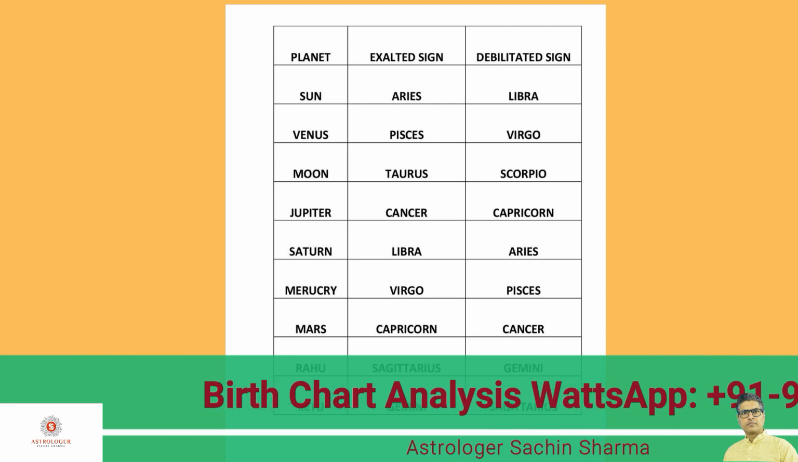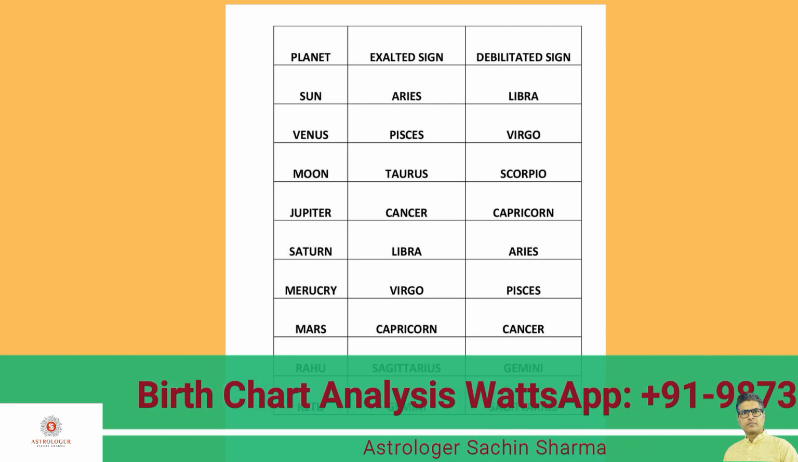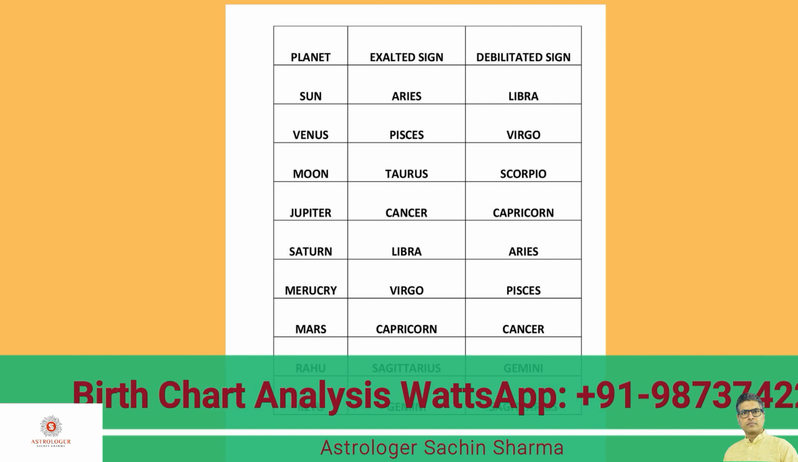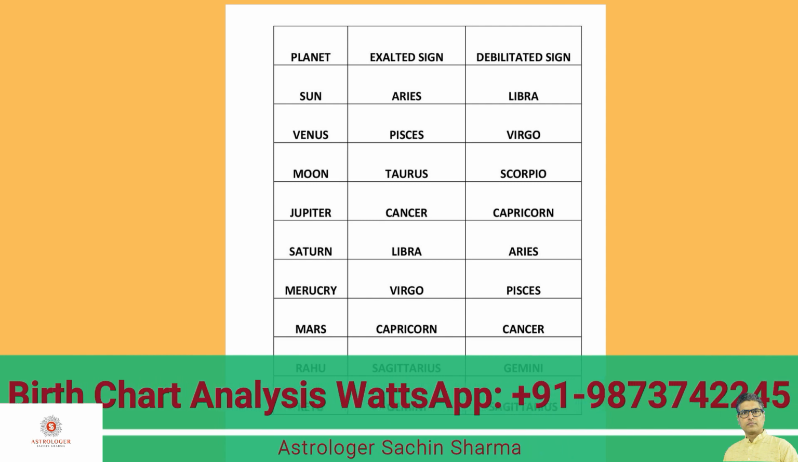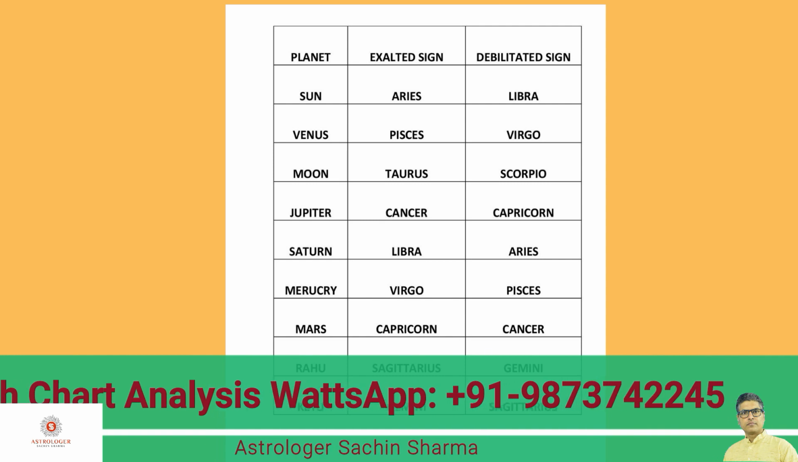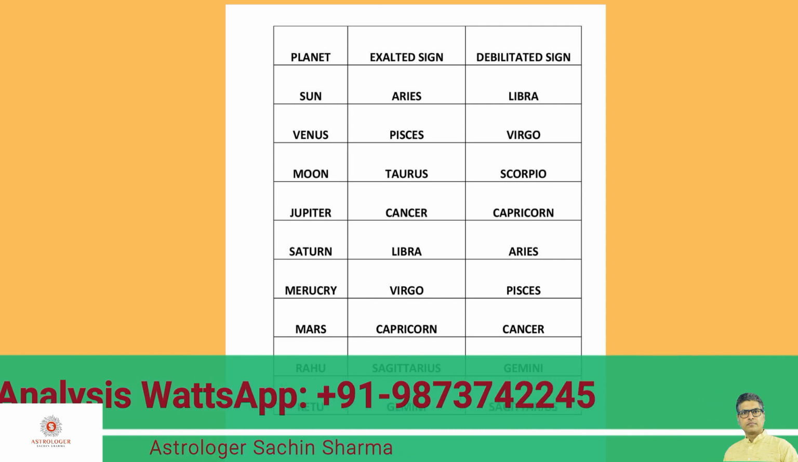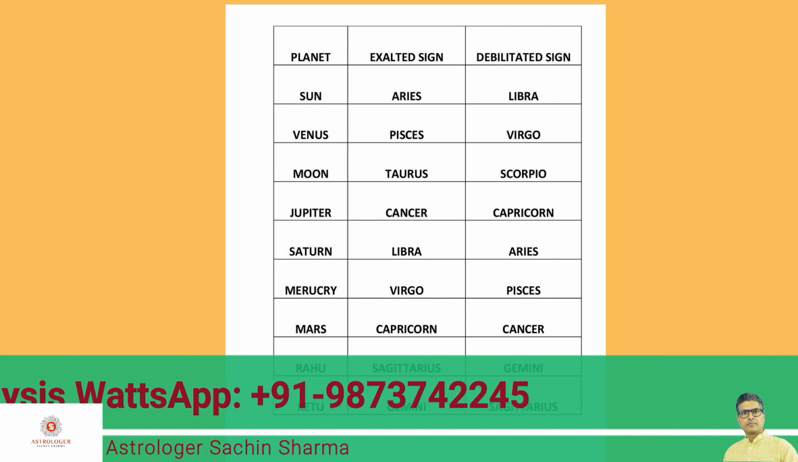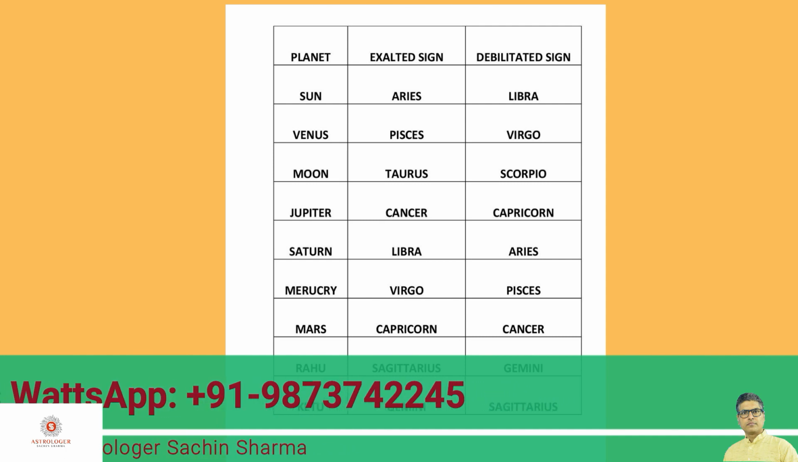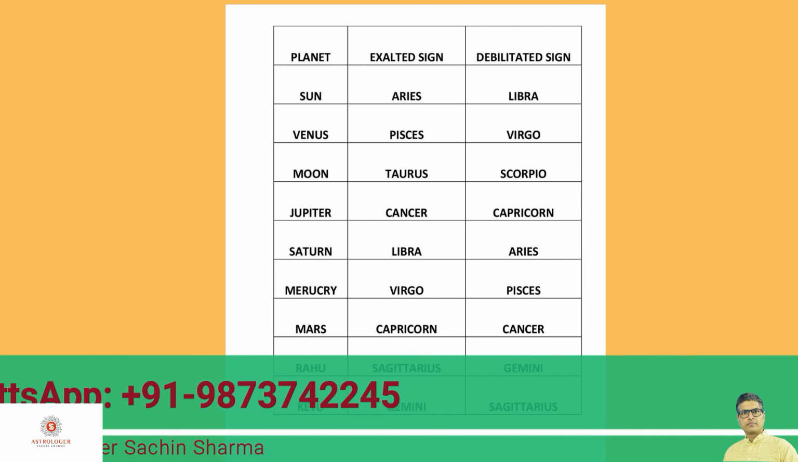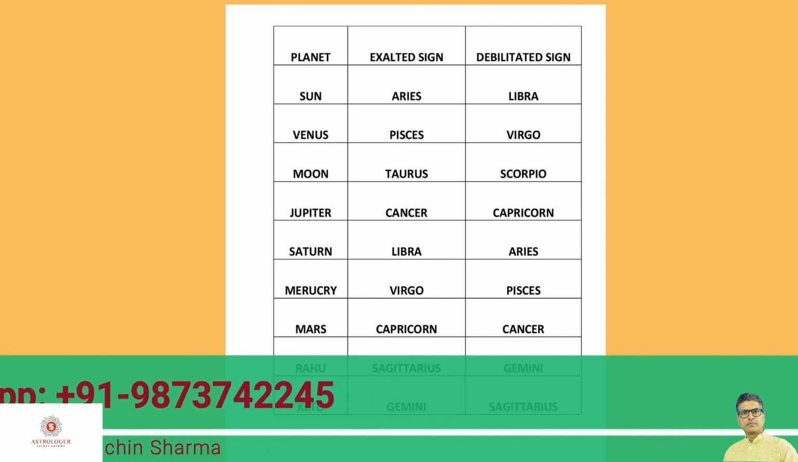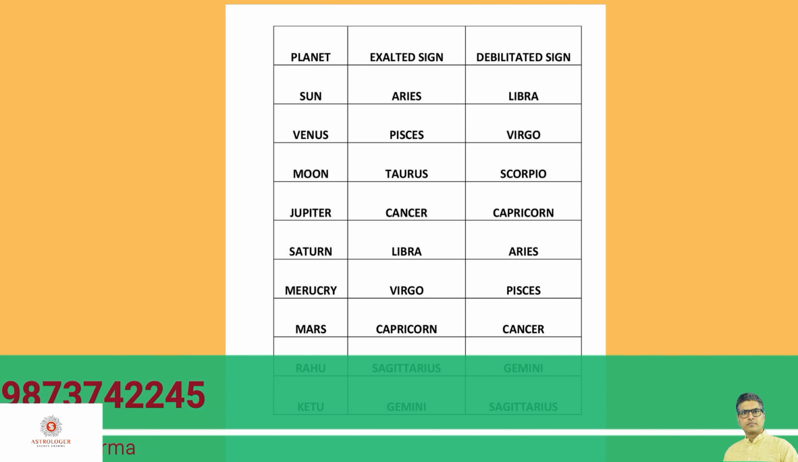For Jupiter, exalted sign is Cancer and debilitated sign is Capricorn. For Saturn, exalted sign is Libra and debilitated sign is Aries. And for Mercury, exalted sign is Virgo and debilitated sign is Pisces. For Mars, exalted sign is Capricorn and debilitated sign is Cancer. For Rahu, exalted sign is Sagittarius and debilitated sign is Gemini. For Ketu, exalted sign is Gemini and debilitated sign is Sagittarius.